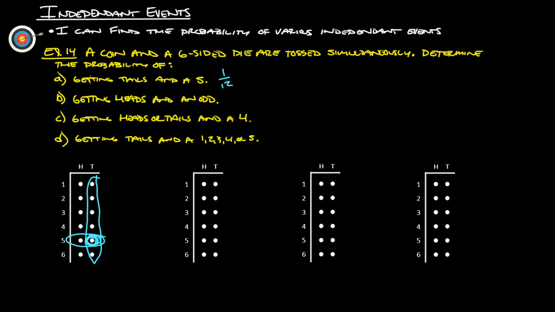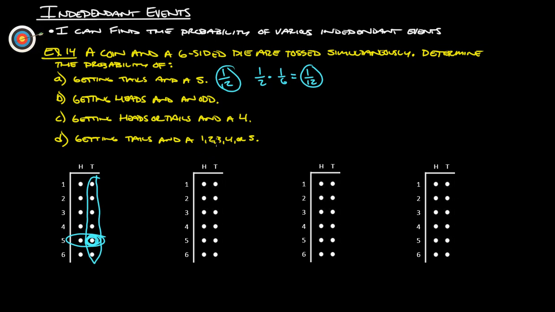Another way to do that is to multiply the probability of each thing if they're independent events. The probability of getting tails on a coin is 1/2, and the probability of getting a 5 on a die is 1 out of 6. 1/2 times 1/6 is 1/12. So you can do it either way. You can do it with a little two-dimensional table, or you can multiply the events. Whatever works for you.